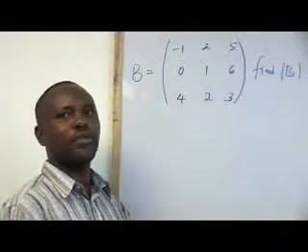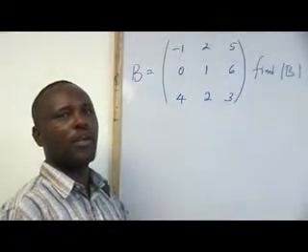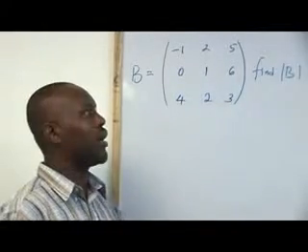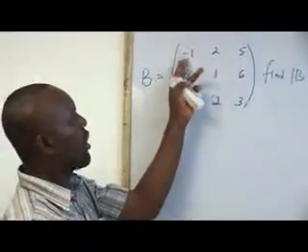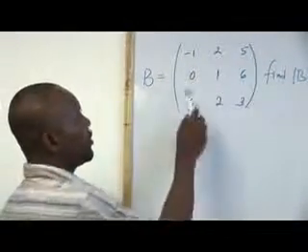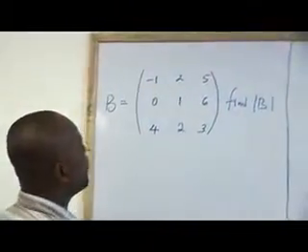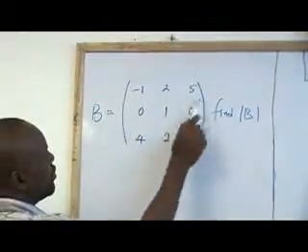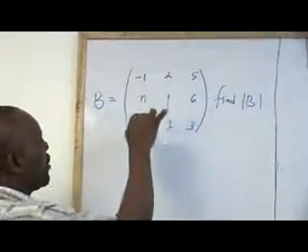We'll take our last example on determinants of a 3 by 3 matrix. But this time around, we're looking at the very first example we had. That is matrix B. Minus 1, 2, 5, 0, 1, 6, 4, 2, 3. In the first example, we used row 1. Now let us take something else. Probably let's use column 1.